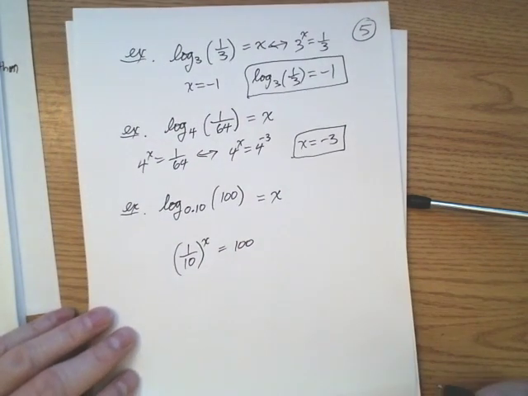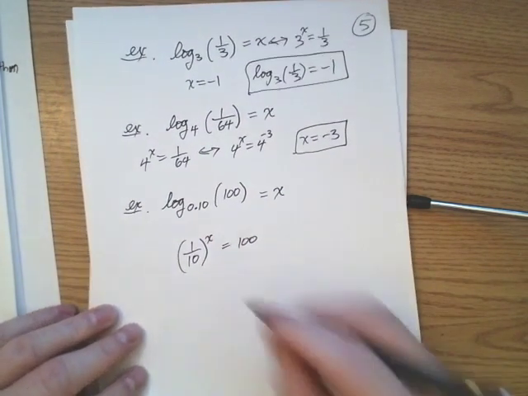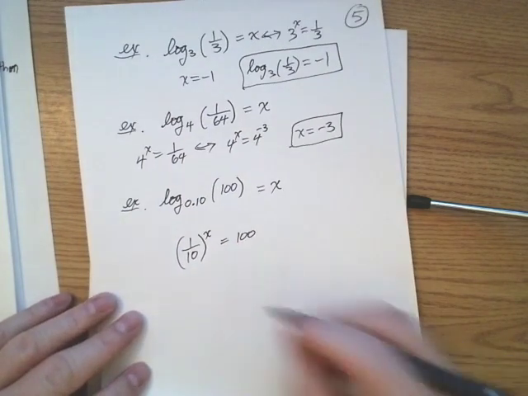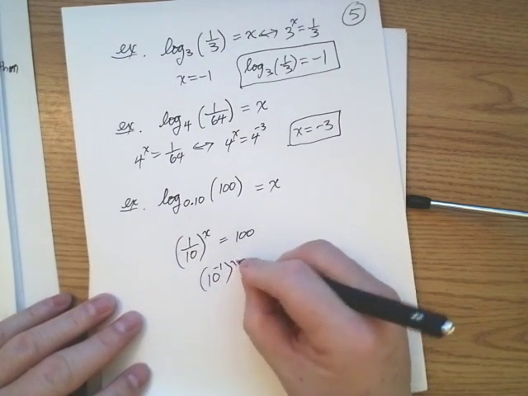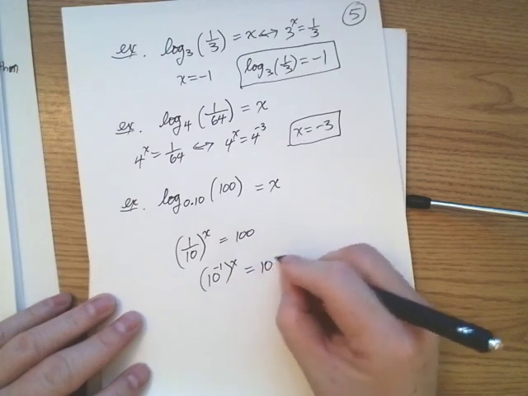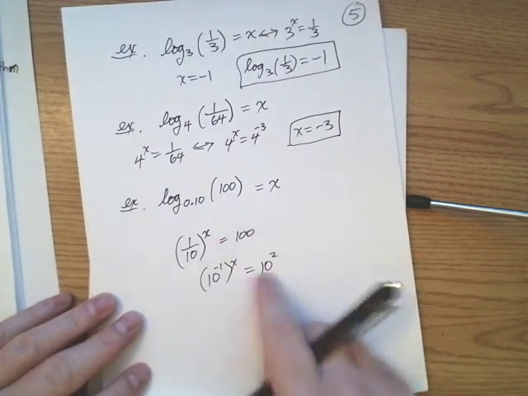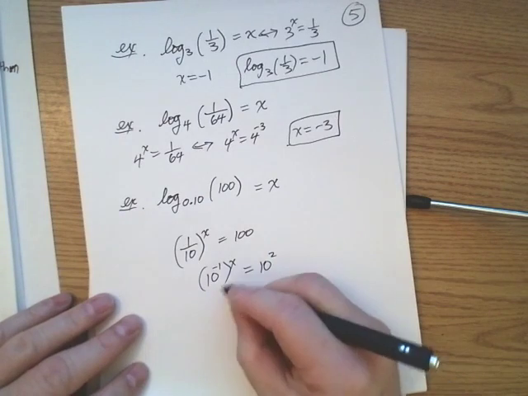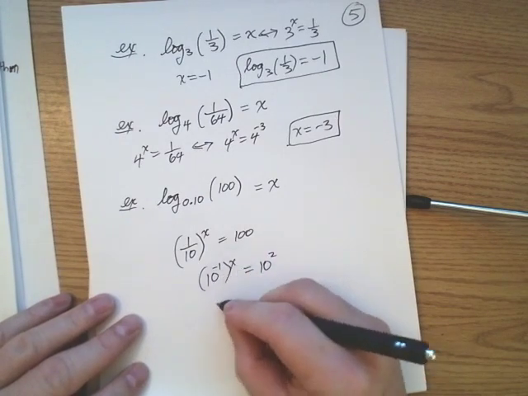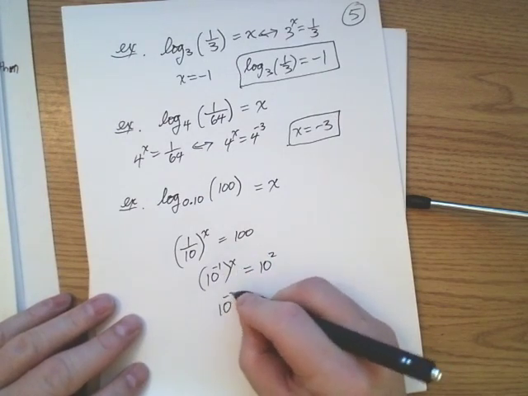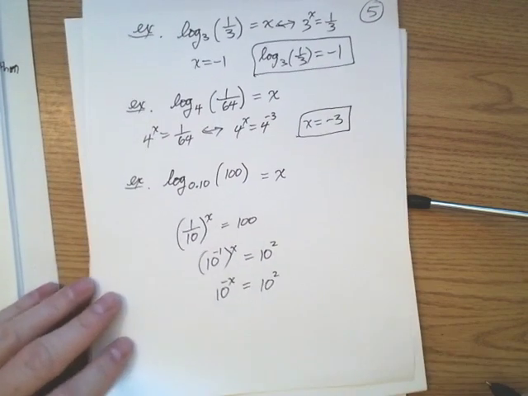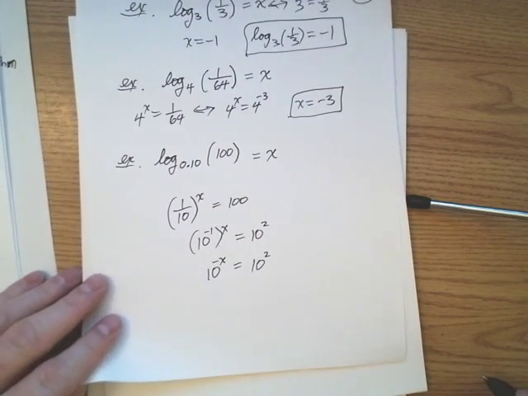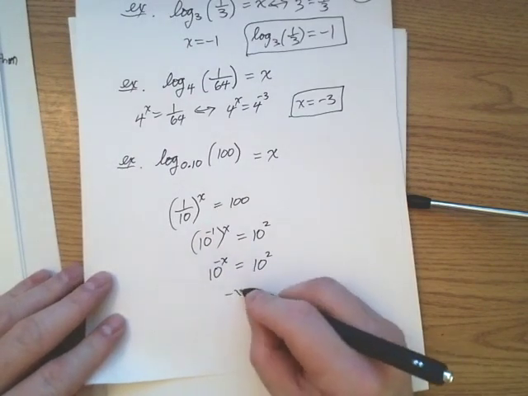Raised to the x power is supposed to be 100. Okay, now I'm thinking of it as a convenient common base. This is actually 10 to the minus 1 power, and this one is what, 10 to the second power. So I've rewritten both of these in base 10. Now, a base to a power, you multiply exponents, so -1 times x is -x, okay, is equal to 10 squared. So I'm going to do what?